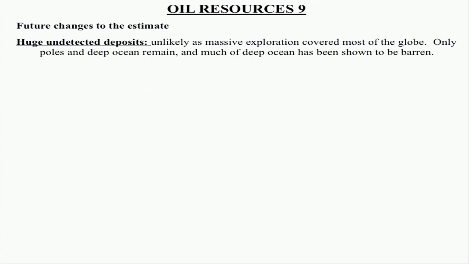Now, what about the uncertainties in these estimates? Well, for example, we might find huge undetected deposits. Well, that's unlikely, because oil companies actually undertake massive explorations across the globe. Only the polar regions, interestingly, and the deep ocean typically remain, and it's mainly shown that most of the deep ocean is barren as far as conventional oil is concerned.